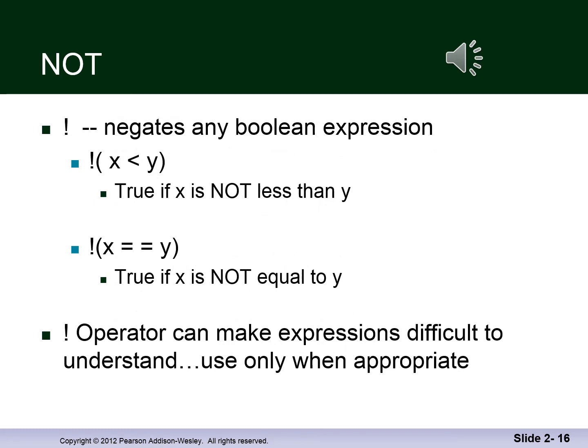Not negates a Boolean expression. In other words, if the Boolean expression being evaluated is true, such as if x is less than y is true, if you put the exclamation point, the not, outside of that, if it was true, if x is less than y, it makes the entire Boolean expression false. And if it was false, it makes it true. So it flips the switch, if you will.